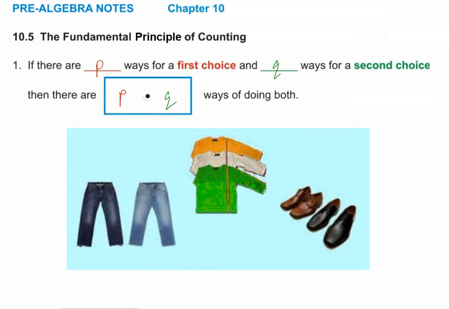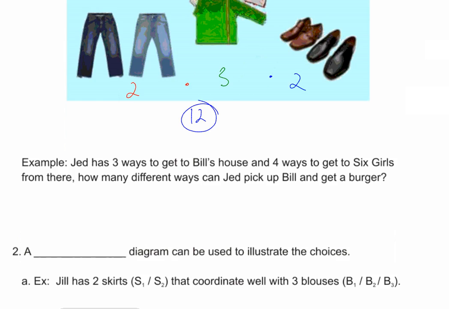Kristen? 12? Anybody agree with Kristen? 12. Yeah, because it's 2 of these times 3 of these times 2 of these. I mean, that's it. There are literally 12 different ways to wear those items. That's the fundamental principle of counting. Okay? So 12 different ways. Pretty simplistic concept.